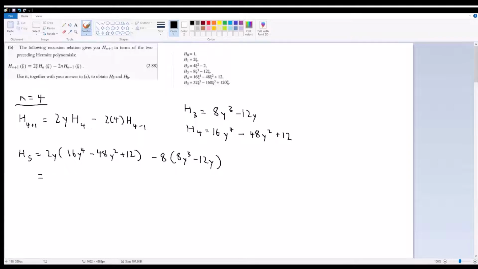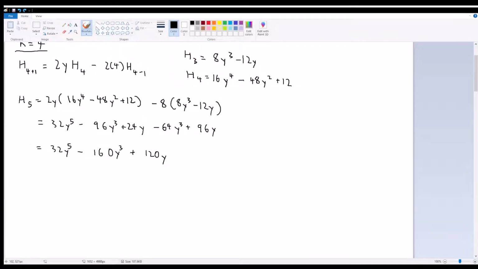This is going to give us 32y to the fifth minus 96y cubed plus 24y, minus 64y cubed plus 8 times 12 is 96y. Then we just combine like terms, and what we're left with is 32y to the fifth, minus 160y cubed, plus 120y. And just to verify that, our h5 here is indeed 32y to the fifth minus 160y cubed plus 120y.